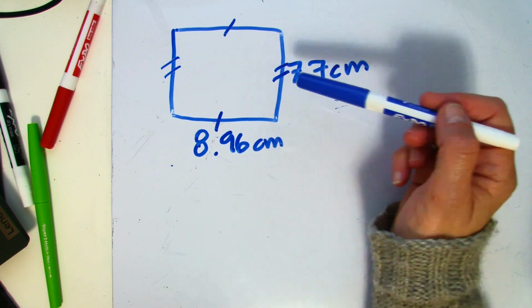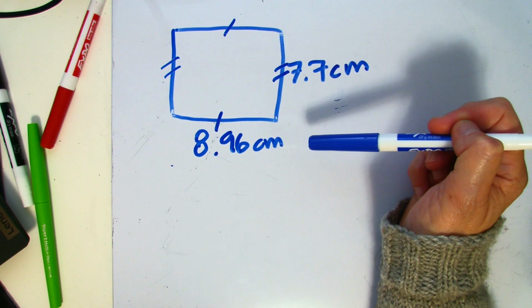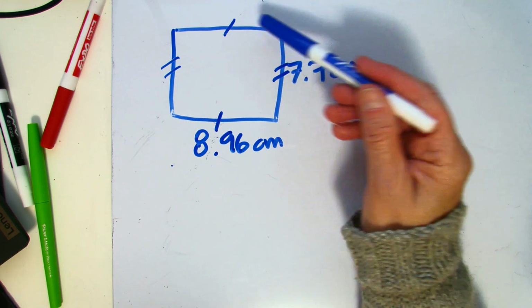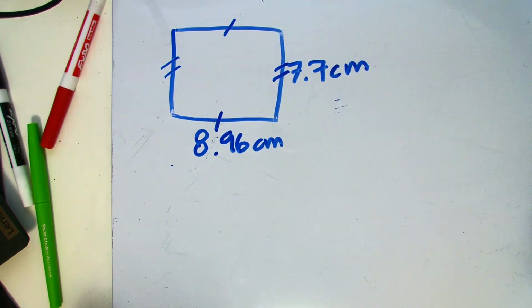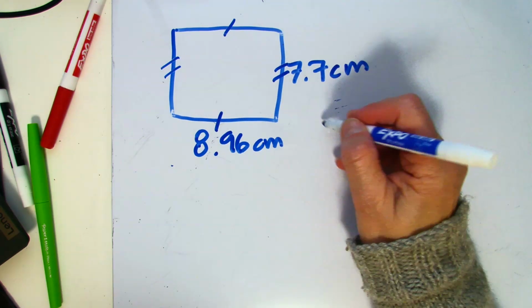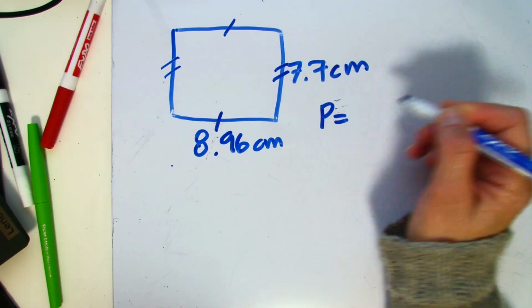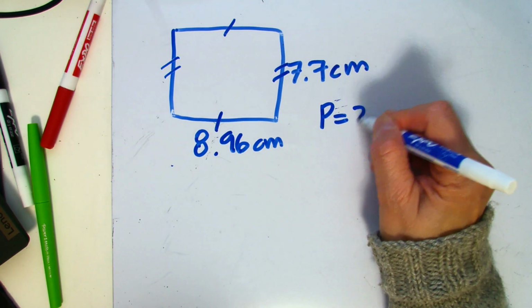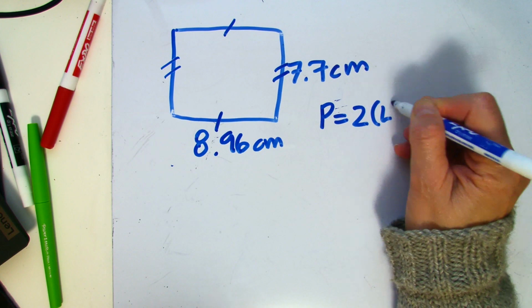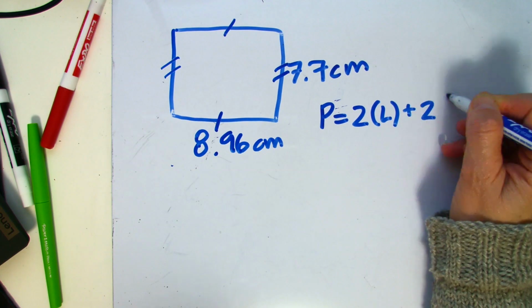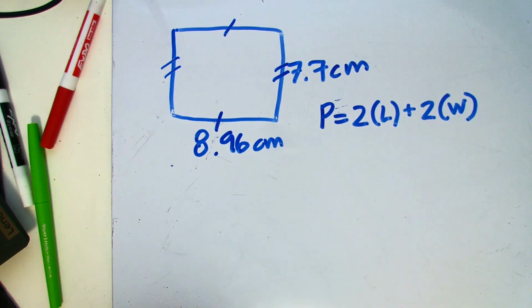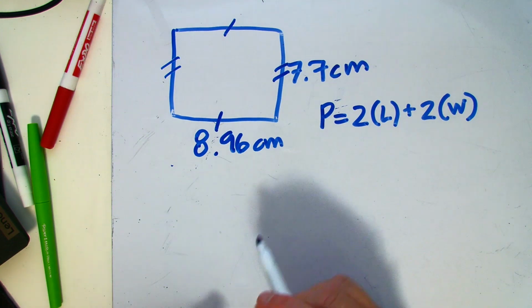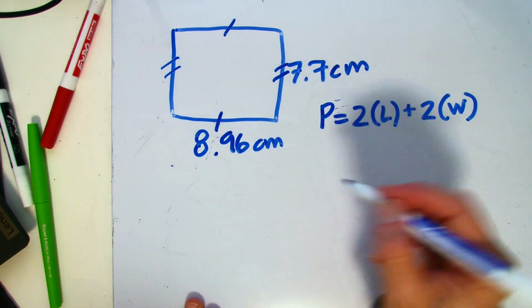Now, we could find perimeter one of two ways. We can add up all four sides and get our answer, or we can plug in these numbers into the formula for the perimeter of a rectangle. And that's going to be P equals 2 times the length plus 2 times the width. Now, if I do that, it's going to look like this.